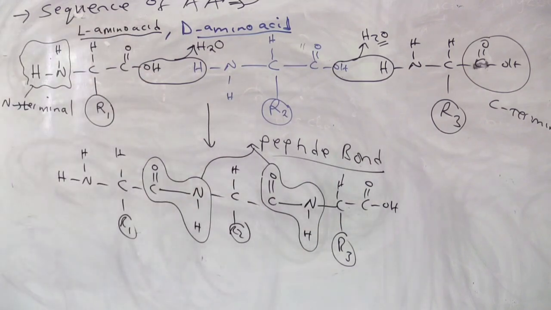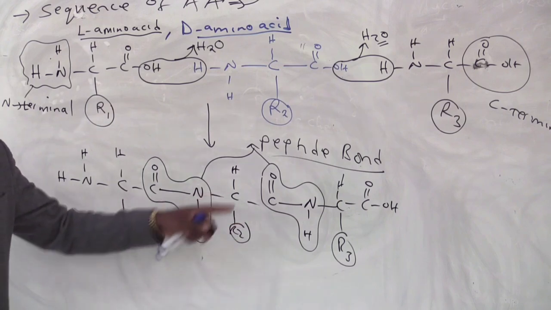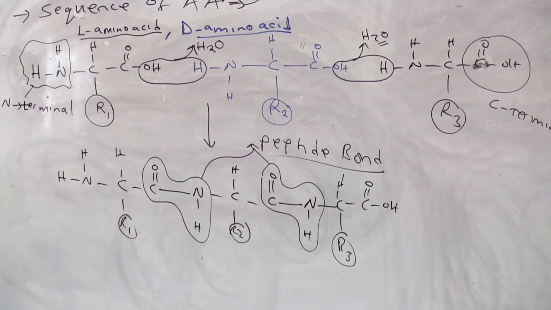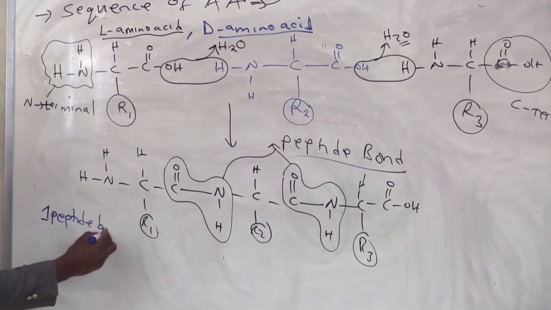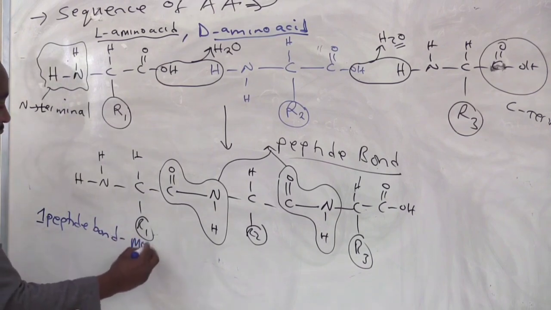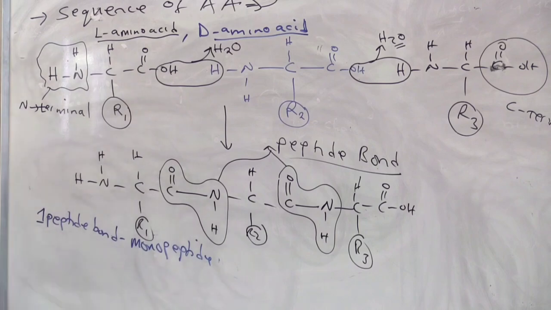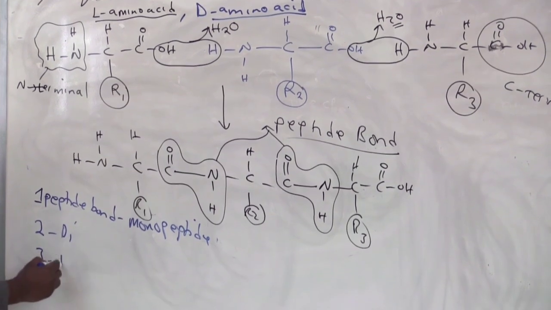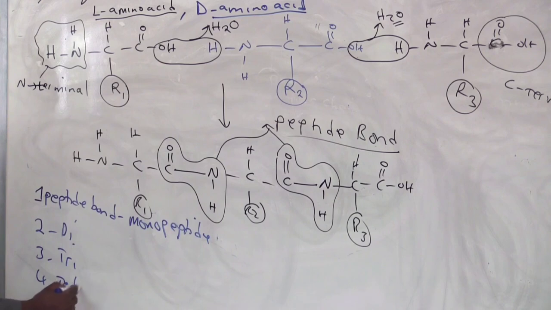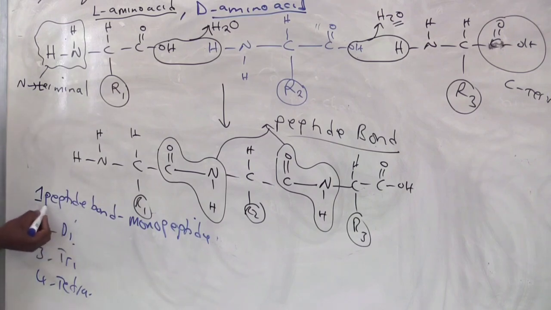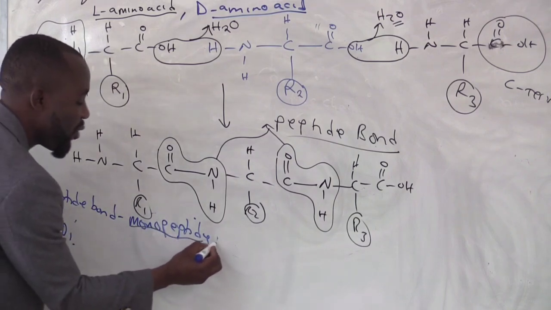So the bond between amino acids, as you make a polypeptide, which is a protein, is simply referred to as a peptide bond. So you should remember that we can name the peptide bonds. When you create one peptide bond, we simply call this one monopeptide. Monopeptide simply means one peptide bond. If you have two, dipeptide. Three, tripeptide. Four, tetrapeptide.